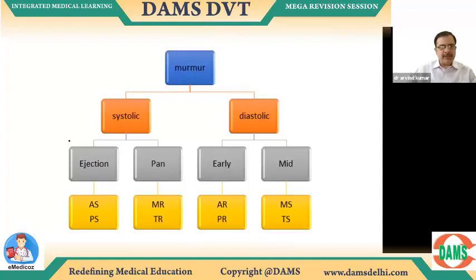If we look at the diagram of ejection systolic murmur, it could be a diagram-based question also. This is S1, this is S2, and here is the opening of the semilunar valve, somewhere here. You know in the physiology that between S1 and the opening of the semilunar valve, it is isovolumetric contraction. So during the ejection phase, turbulence is occurring.